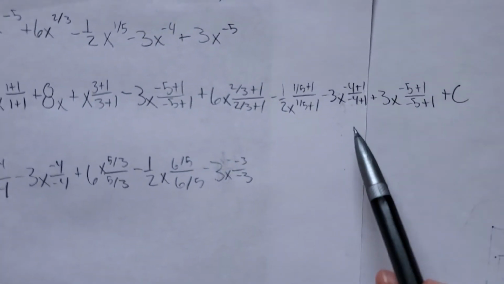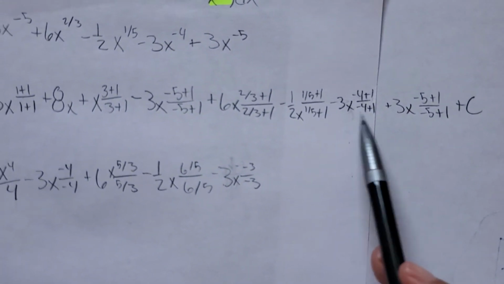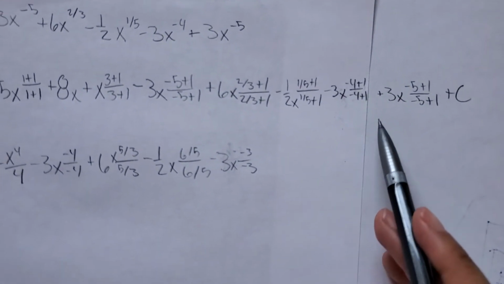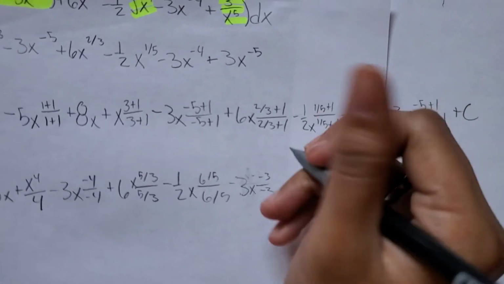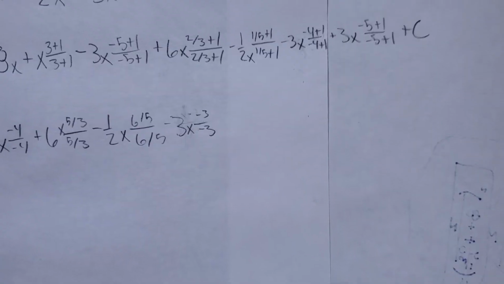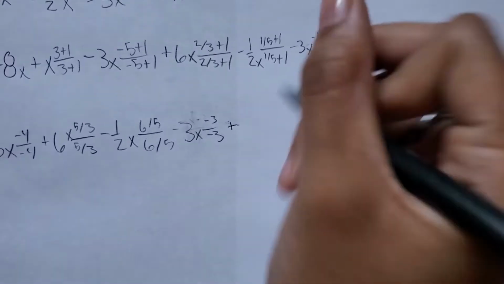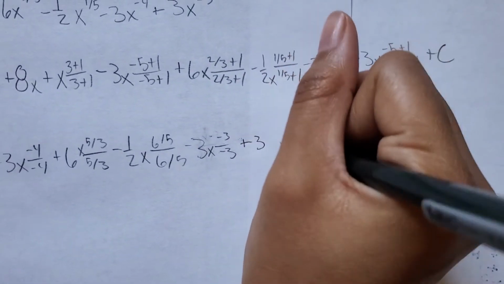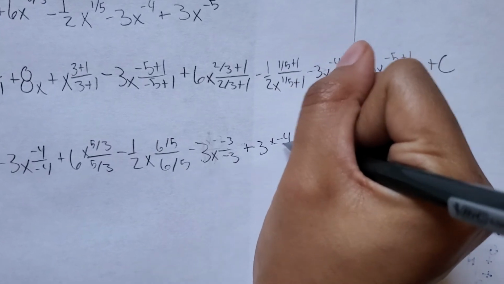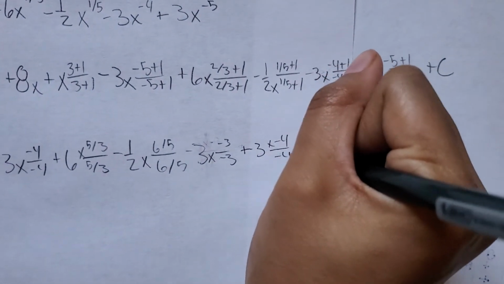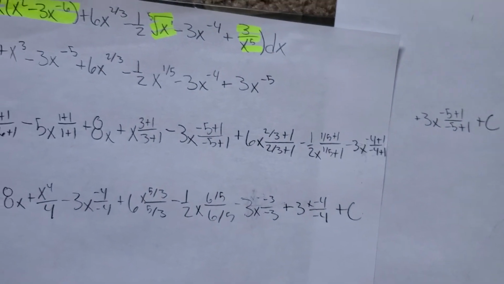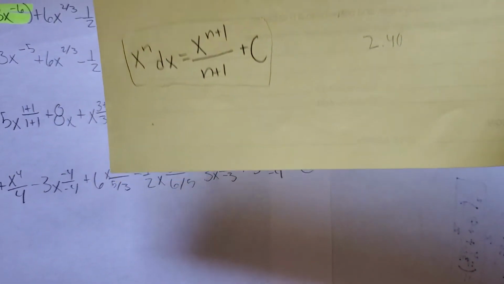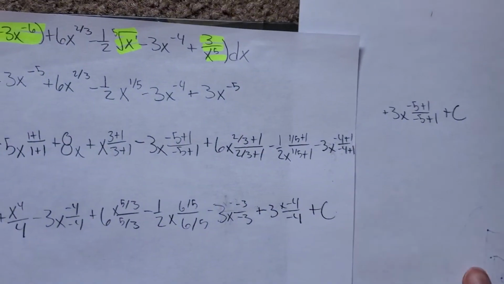I kind of missed one of the 3 x's, so I went back and changed that. So plus, and then you're going to add the C at the end because that's part of the equation.